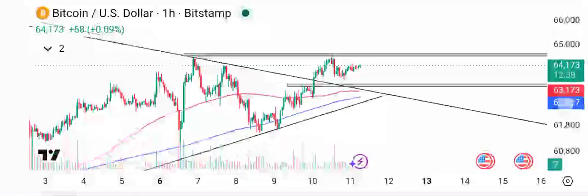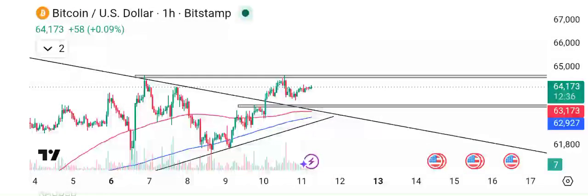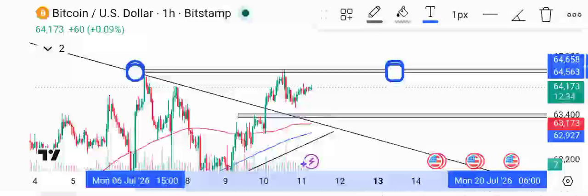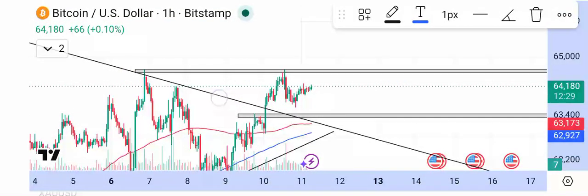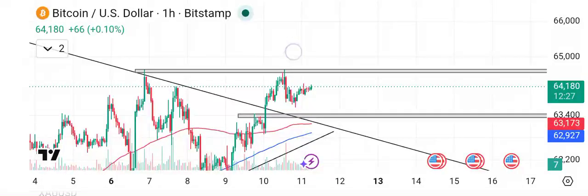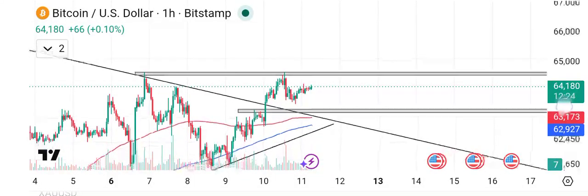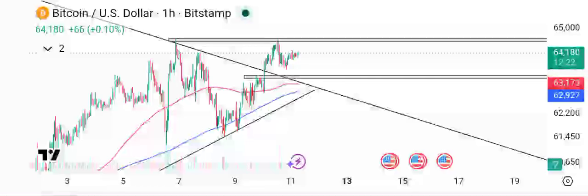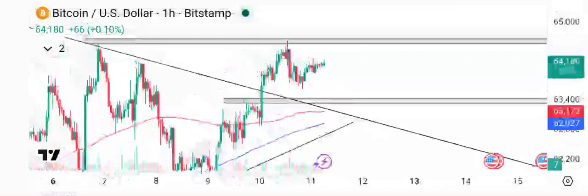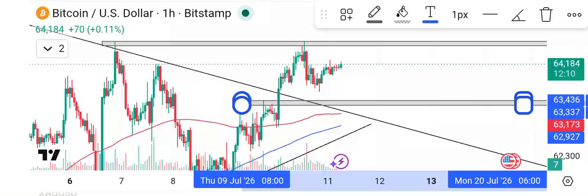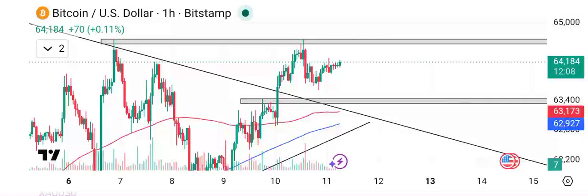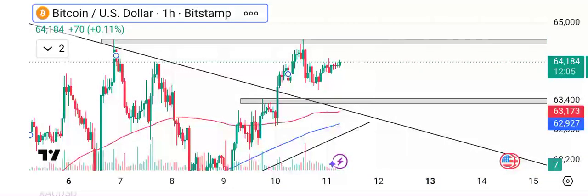Now we can see it's at the horizontal resistance structure here. This is a horizontal resistance level. You can see the price broke out of the diagonal here and came to the horizontal resistance. So making this clearer, I can see that the price is trading this range, this horizontal resistance currently here, and this horizontal support zone, which occurred after the breakout of the diagonal.